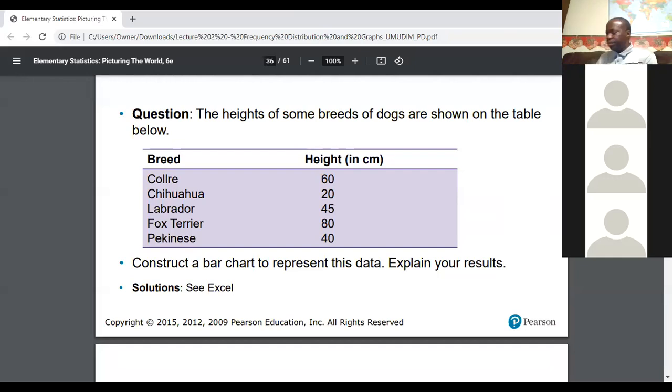The bar chart is even easier to draw than that. Let me write the numbers down, the breed and the height. We have Corgi, Chihuahua, Labrador, Fox Terrier, and Pekingese. So you got this one, 60 cm, 20 cm, 20 cm. Then we have Labrador at 45 cm. Fox Terrier is 80 cm. Pekingese at 40 cm.